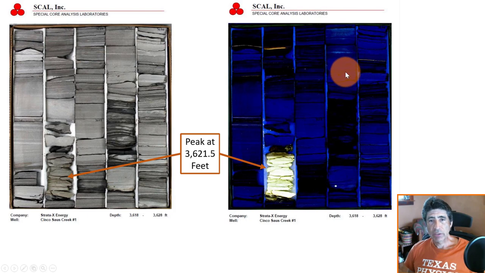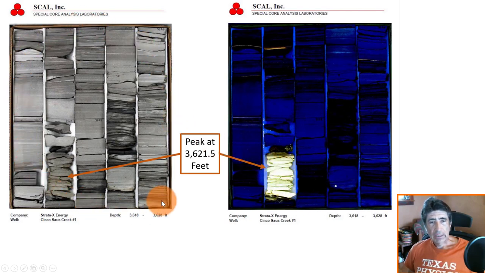We are also going to look at some of these photographs done with customary light, ambient light, and with ultraviolet light here. And some of these rocks, when they are shone with ultraviolet light, reflect or absorb different wavelengths of the spectrum of visible light. And then we can see in this example, at 3,621.5 feet, the glowing nature of this volcanic material. And we're going to have an expert, Dr. Toti Larsen, explain to us the origin of this volcanic material in the Eagle Ford formation.